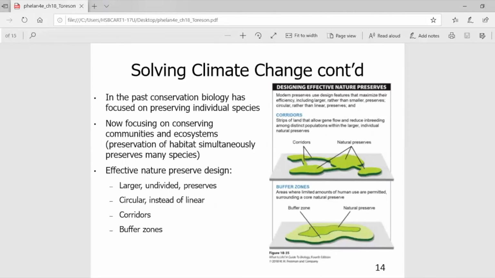In the past, conservation biology has focused on preserving particular species. So think of the Endangered Species Act. Now, however, there has been a shift to focus on conserving habitats. So by conserving the habitat or the ecosystem, we will then conserve the living organisms.